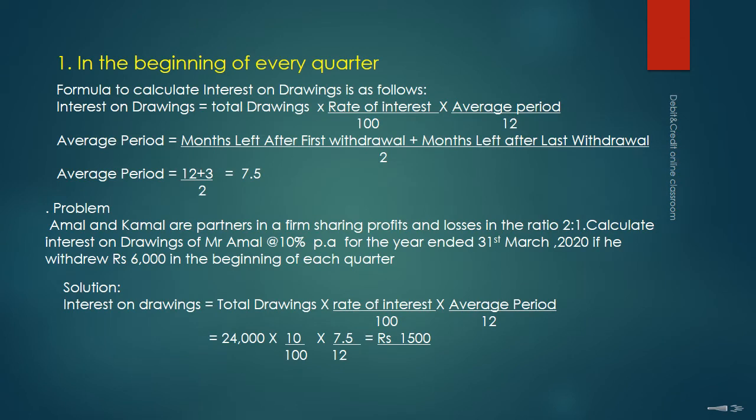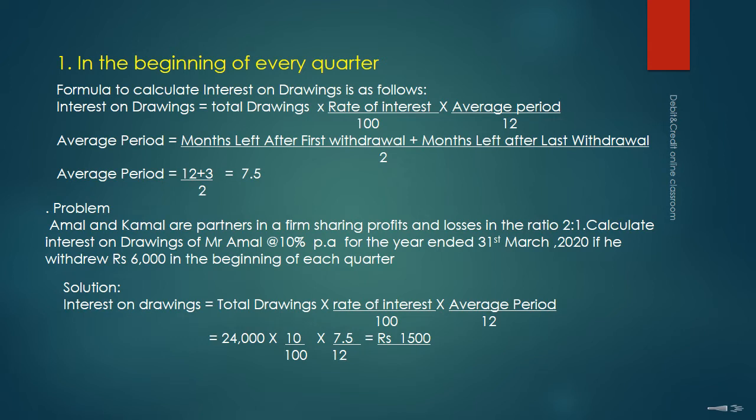In this case also there are three options: in the beginning of every quarter, mid of every quarter and end of every quarter. And we are withdrawing a uniform amount at uniform intervals of time. So we can use the average period method to calculate the interest on drawings. We know the formula: interest on drawings is equal to total withdrawals into interest rate divided by 100 into average period divided by 12. So let us see how we will calculate the average period.